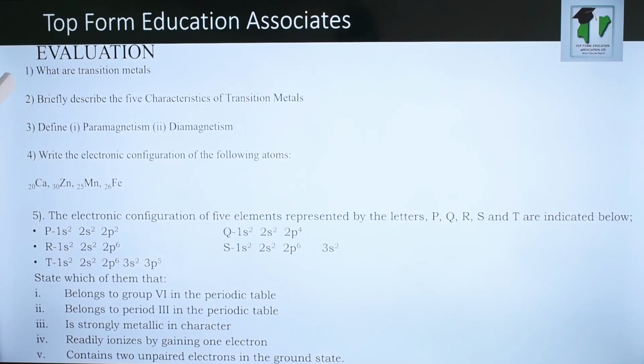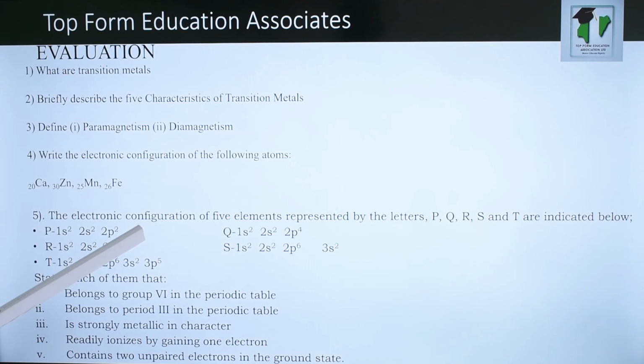Number 1, what are transition metals? 2, briefly describe the 5 characteristics of transition metals. 3, define I, paramagnetism, II, diamagnetism. 4, write the electronic configuration of the following atoms: calcium, whose atomic number is 20; zinc, whose atomic number is 30; manganese, whose atomic number is 25; and iron, 26.